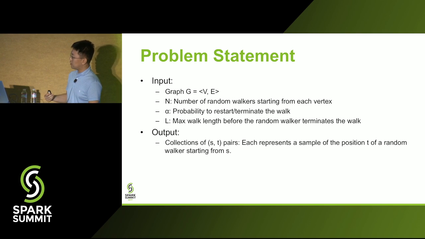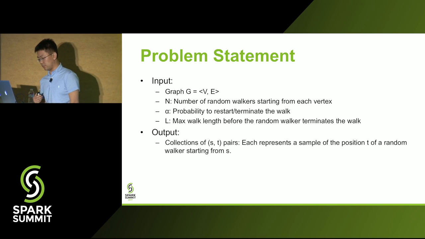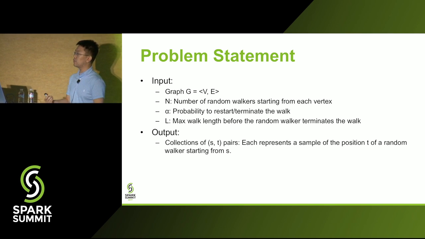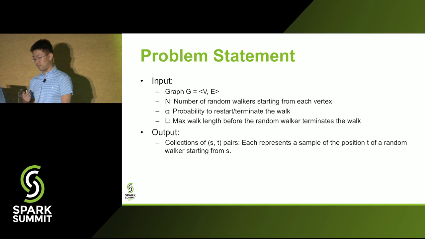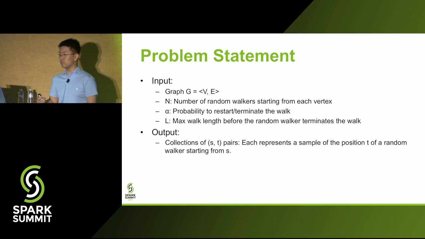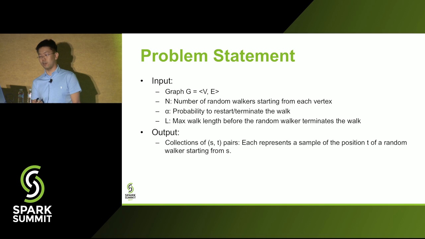So essentially, the personalized random walk algorithm does the following. Given the graph G on which the algorithm is to be performed, the algorithm will start N random walkers from every single vertex in the graph. Here, the number of random walkers directly controls the size of the random walk samples generated at the end of the algorithm.